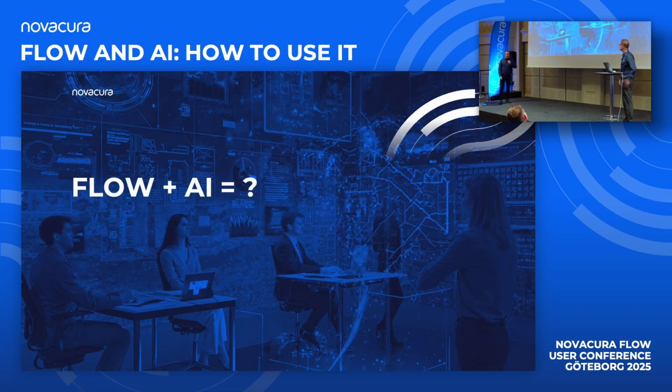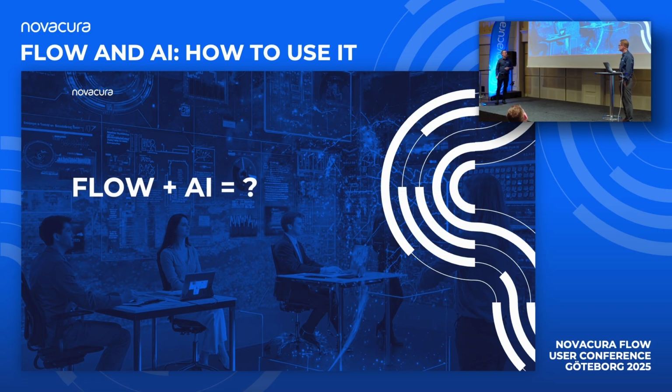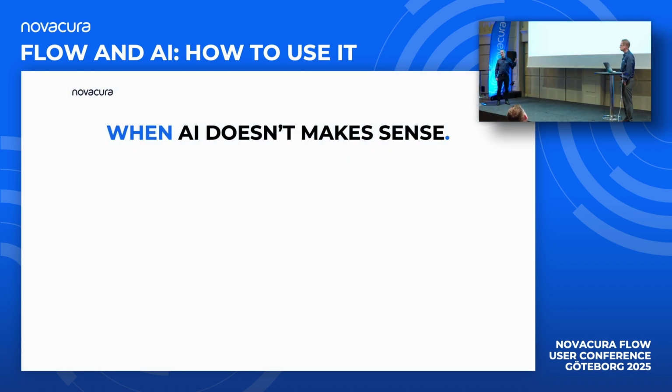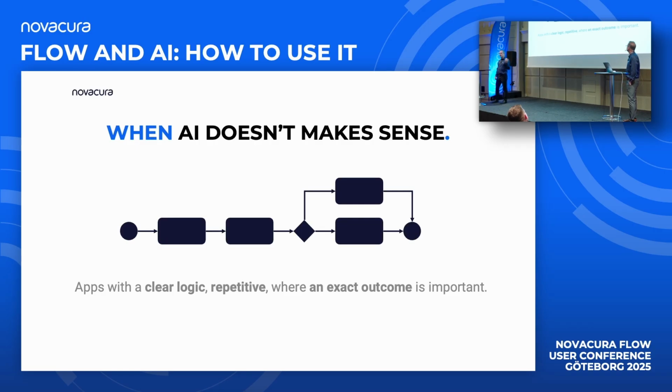But Flow and AI, what is that? What can you do with AI? So maybe we can start with when AI doesn't make sense. When shouldn't you use AI in a Flow application? It's typically like this: you have an application with a lot of logic, it's clear logic, it's repetitive, you want an exact outcome every time you run it, many times. It's a button, click, and you run something. AI really doesn't make sense in that scenario, and we have hundreds of use cases like this, right?